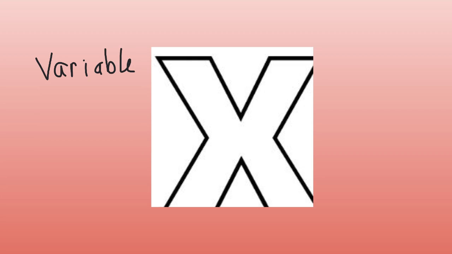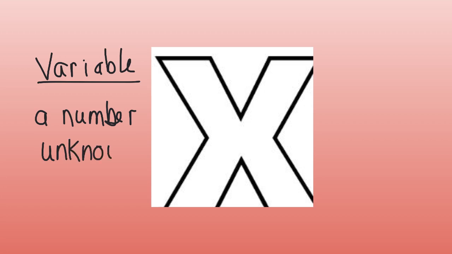But you might see the following phrases to indicate you have a variable. You might see the phrase "a number." If you see the phrase "a number," that means you have a variable. Or if you see the word "unknown," that indicates you have a variable. All right, pause me to get caught up.